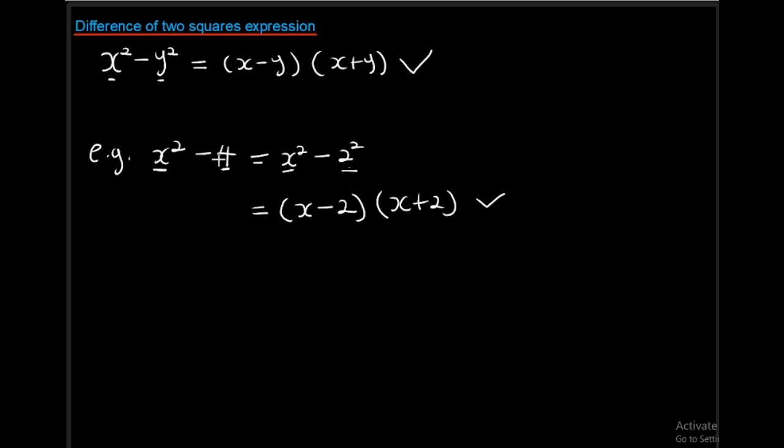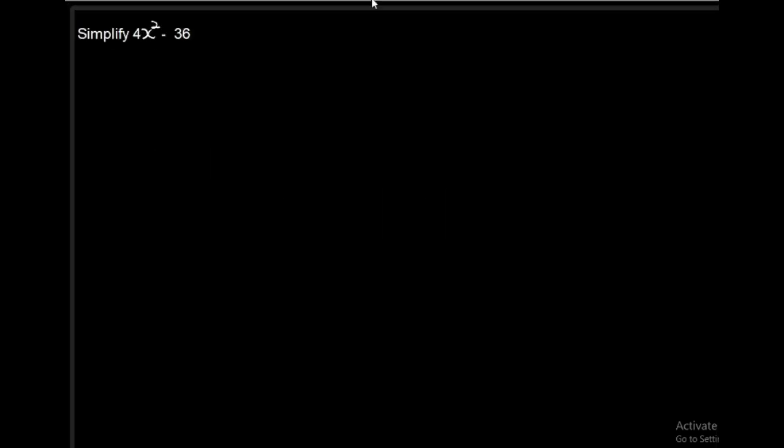We are going to look at some further examples and see the application of difference of two squares. Now in this question, it says simplify 4x squared minus 36. This is a problem involving difference of two squares. But in this question, we are not directly given squared values. The only squared value we can see directly here is x squared, but 4 and 36 can be converted to squared values.